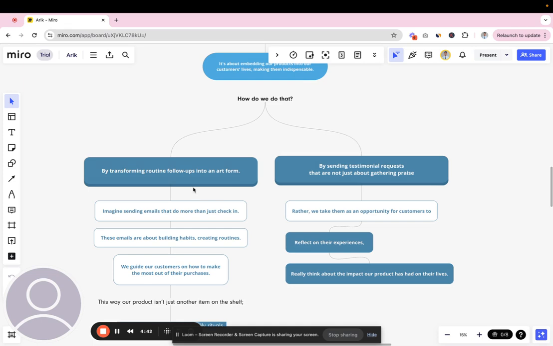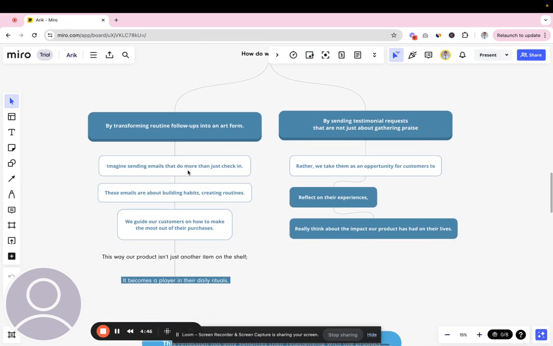A couple of ways. By transforming routine follow-ups into an art form. Imagine sending emails that do more than just check in. These emails are about building habits and creating routines. Let me give you the most basic example. Let's just say a person has gut health problems and you're selling supplements. A big part of that, and a big problem, right?